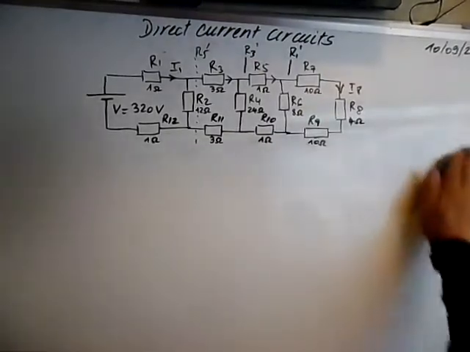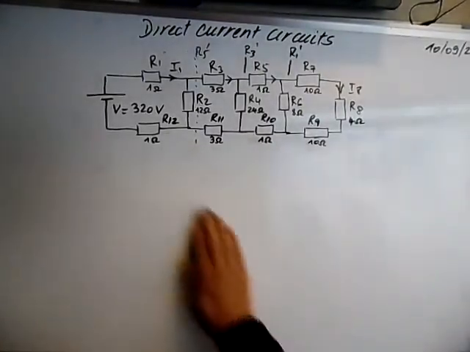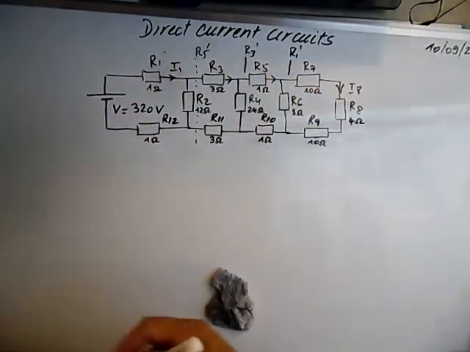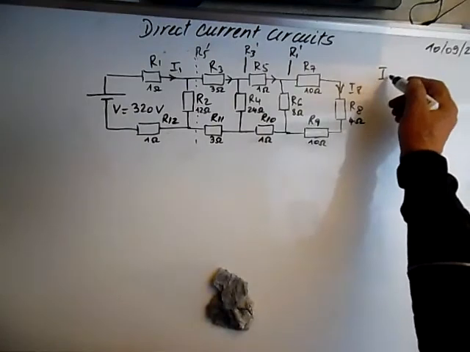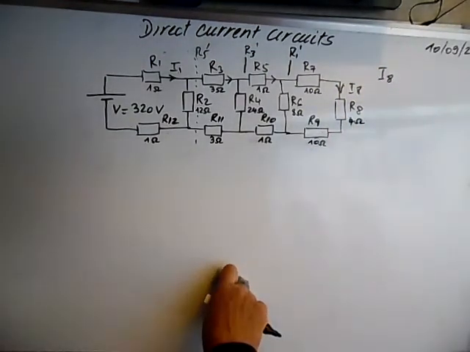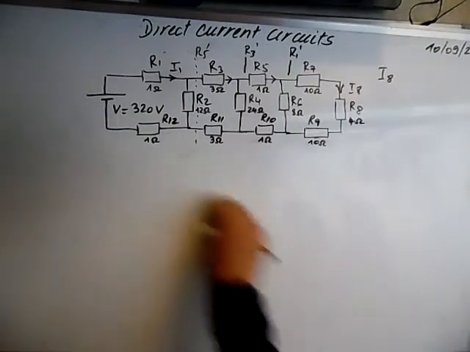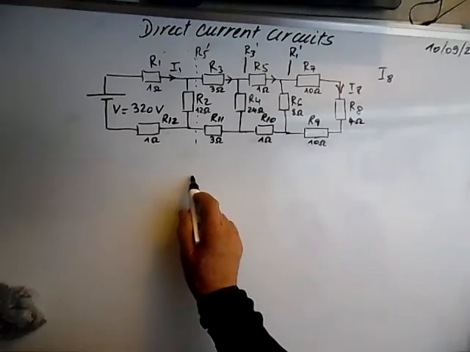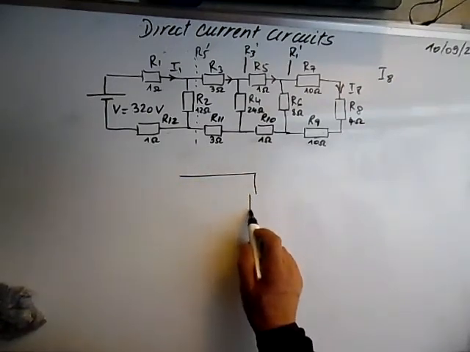Good morning. Suppose we have a circuit like this and we have to calculate the current in this branch. Well, it looks complicated, but we can do it by using the current divider. I will show you how to do it. First of all, you have to use the current divider.